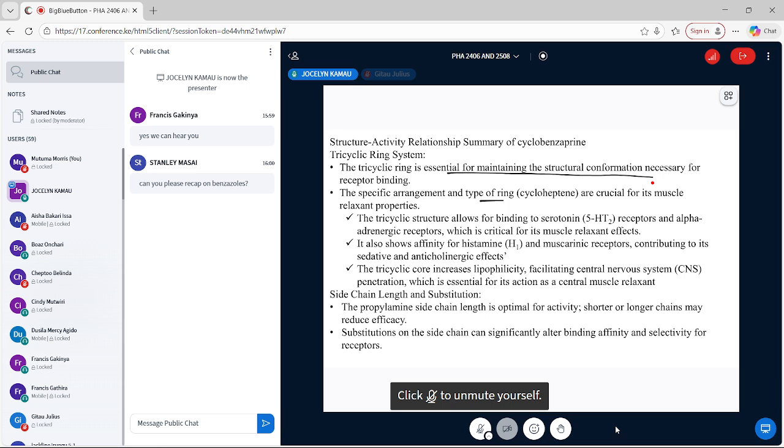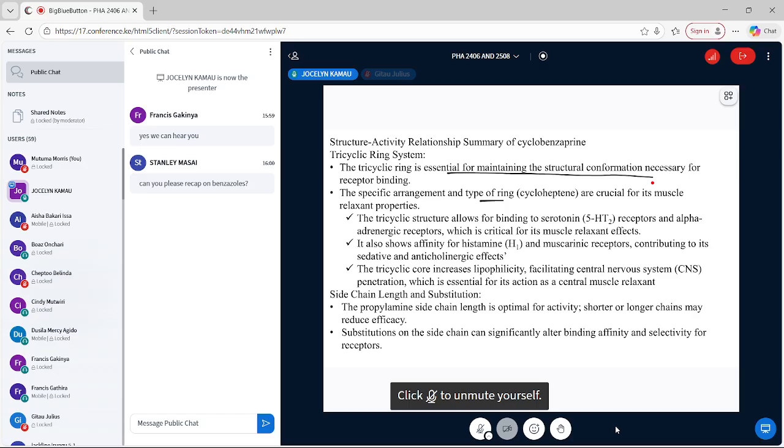So we do not want branching. We just want it as an aliphatic 3-carbon atom chain. Of course, it can have the unsaturation, and that is what we require for maximum activity. Double bond in the central ring. The double bond introduces rigidity to the molecule, which is necessary for its distinct pharmacological profile.